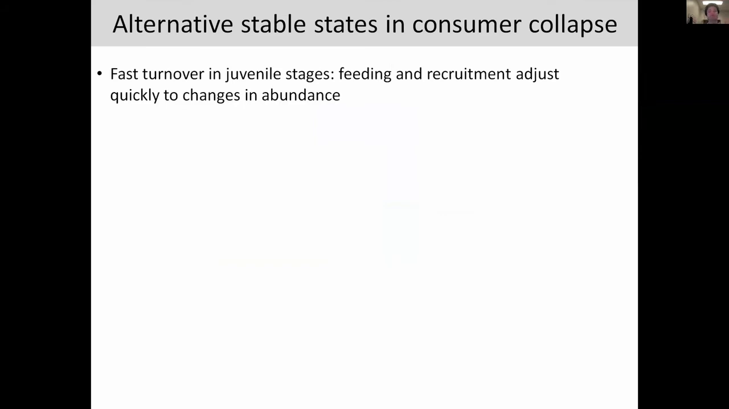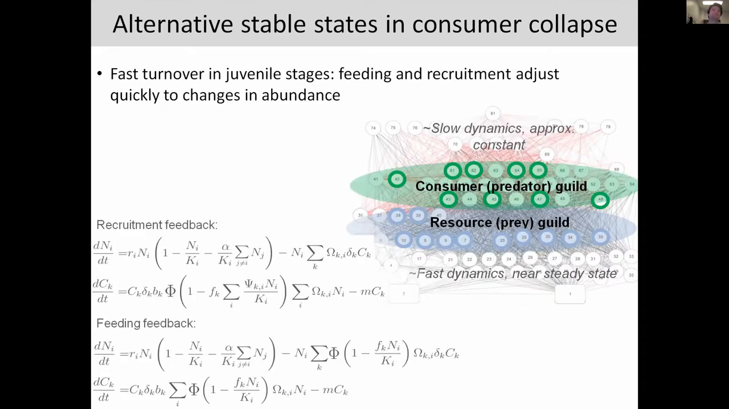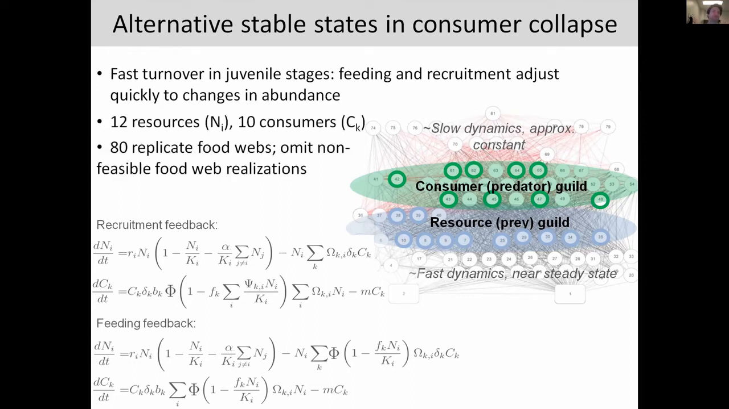From now on, though, I want to assume really fast turnover in the juvenile stages, so a slightly simpler model. This assumes that feeding and recruitment adjust quickly to changes in consumer and resource abundance, so there's timescale separation there. And we'll also just focus on two trophic levels within a food web.